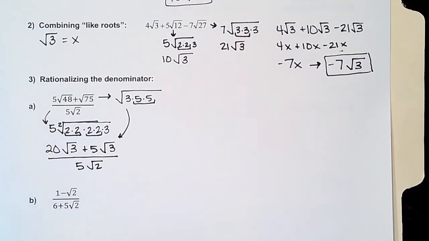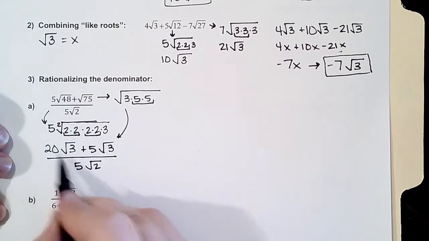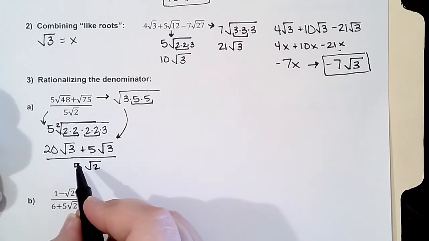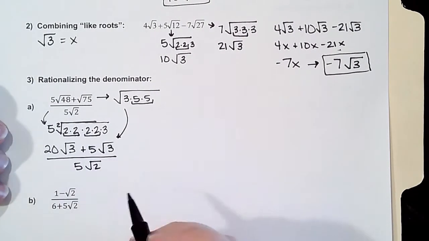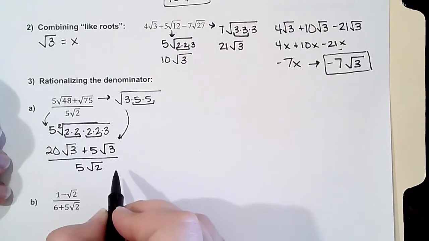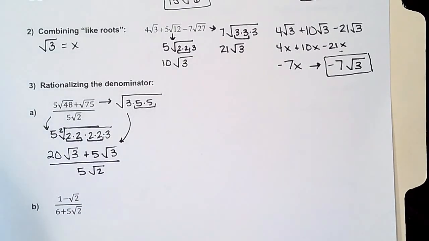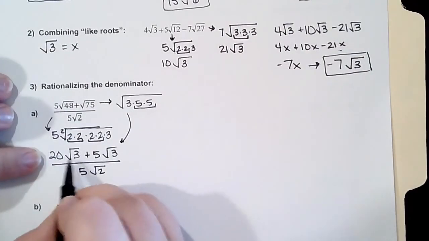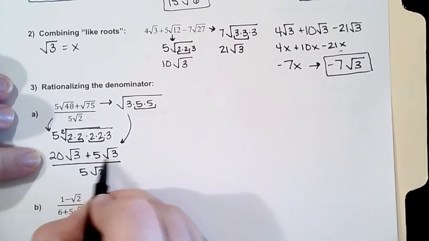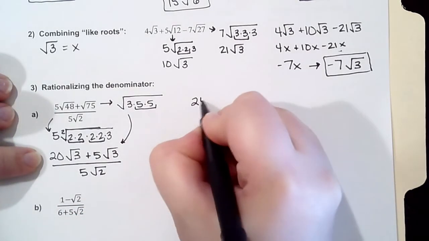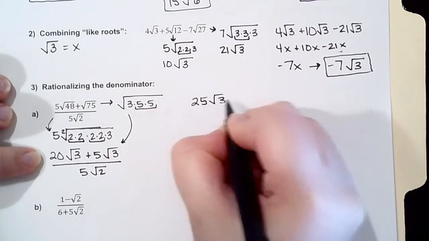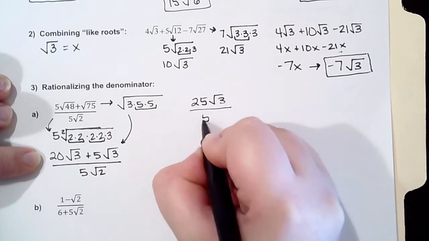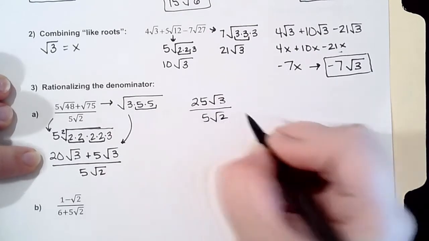Now there's a ton of methods to do this. You can simplify these and reduce them. You can add the top and then rationalize. You can rationalize now. I'm going to do what makes the most sense to me, which is just simplifying the top. I've got 20 root 3 plus 5 root 3. That's just 25 root 3, as we saw in our last problem. And it's over 5 root 2.